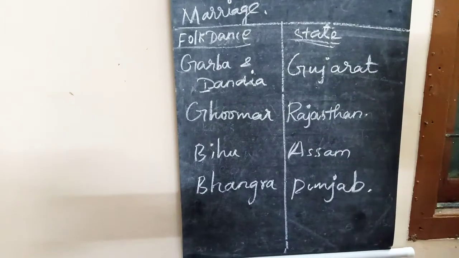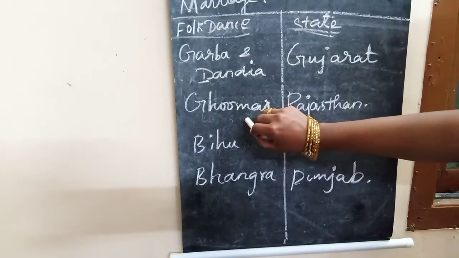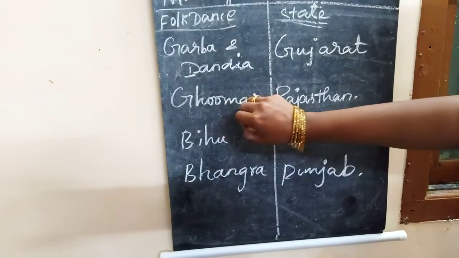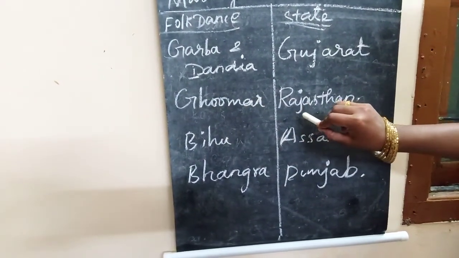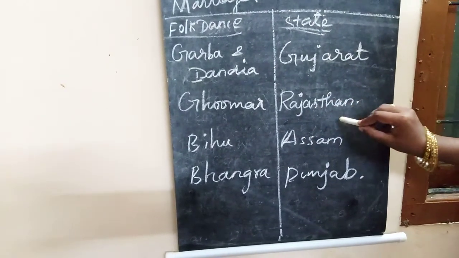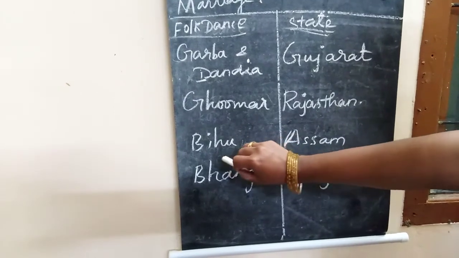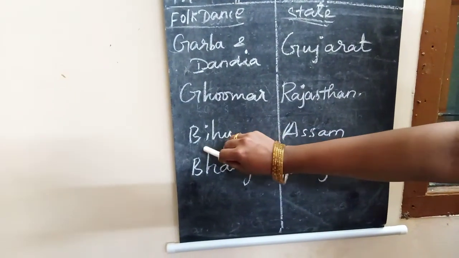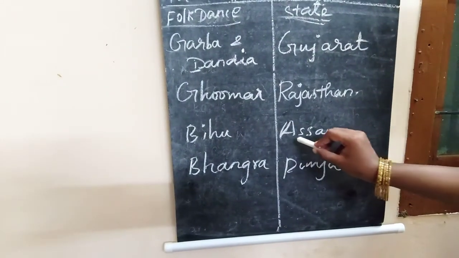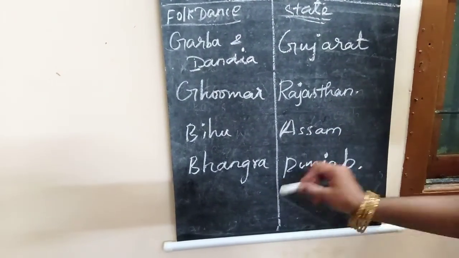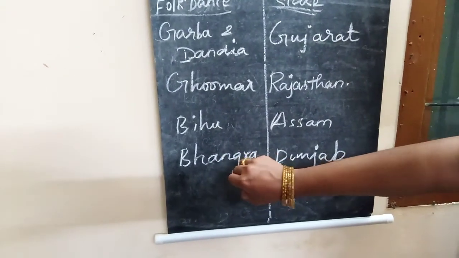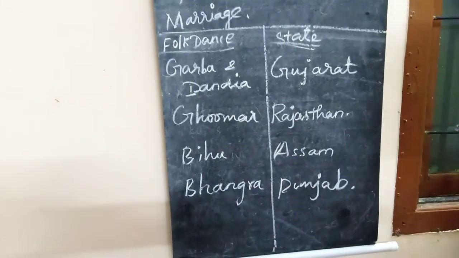Gujarat. The next one is Ghoomar, which is one of the folk dances, and it is followed in Rajasthan state. And the next one is Bihu, and it is followed in Assam state. And the next one is Bhangra, and it is followed in Punjab state.